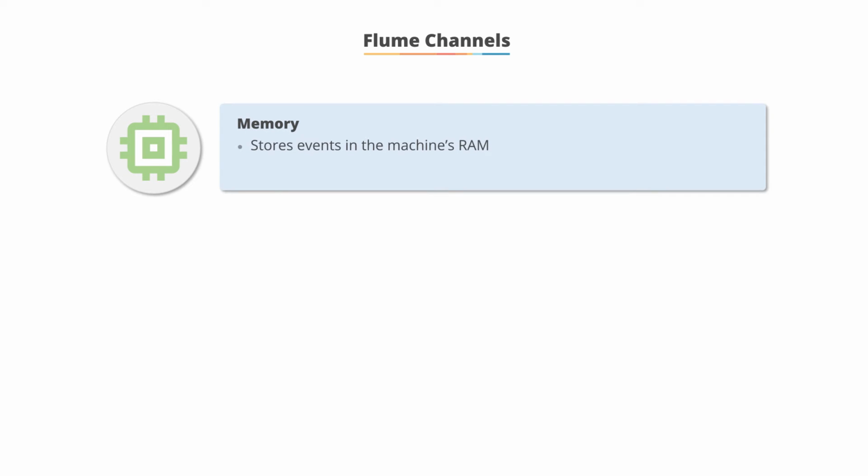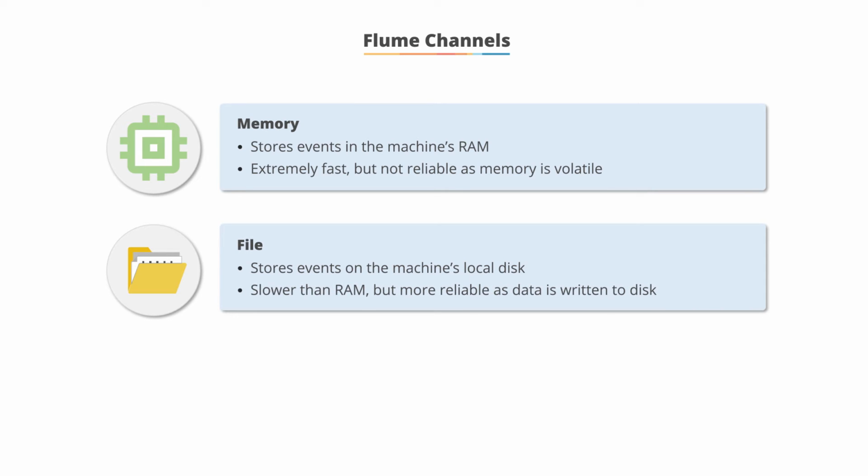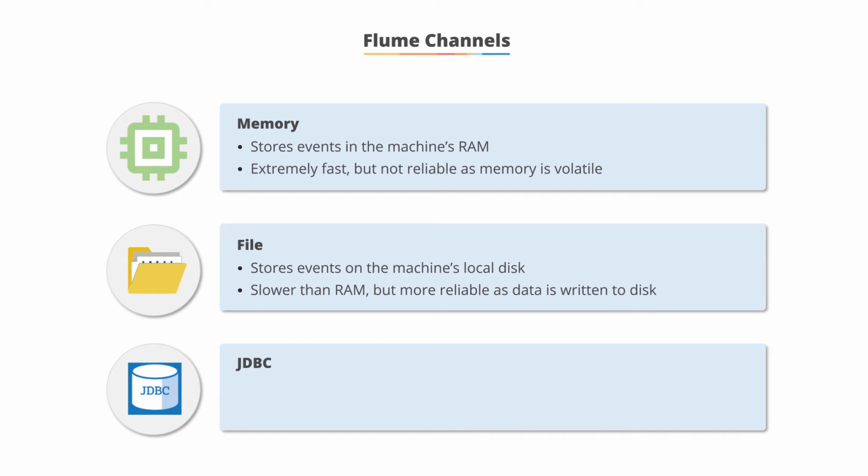The Flume channels are important in buffering the input speed to the output speed, and include the memory channel, which can store events in the machine's RAM and is extremely fast, but not as reliable as the memory itself is volatile. File. This will store events on the machine's local disk, and is slower than RAM, but more reliable as data is written to disk. And the Java Database Connectivity, or JDBC. It stores events in a database table, and is slower than a file channel.